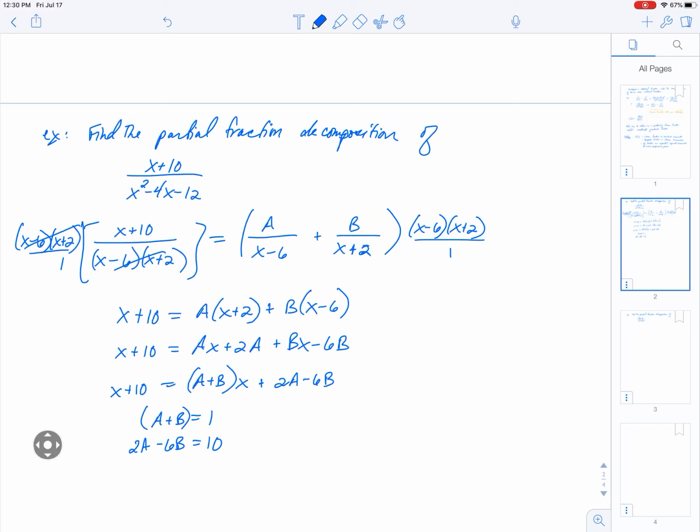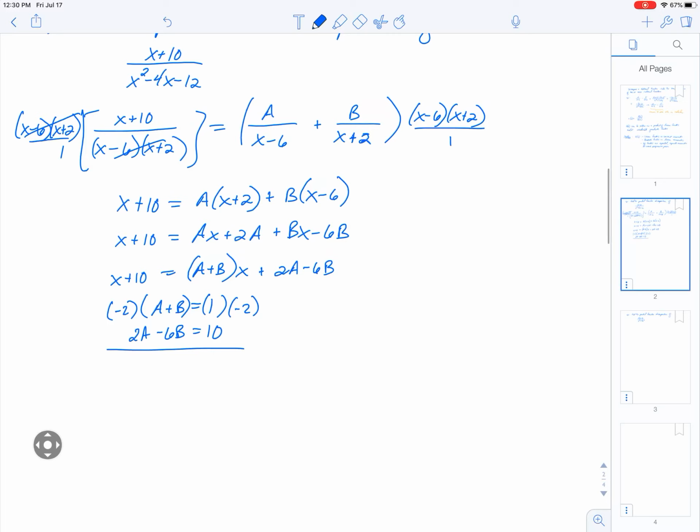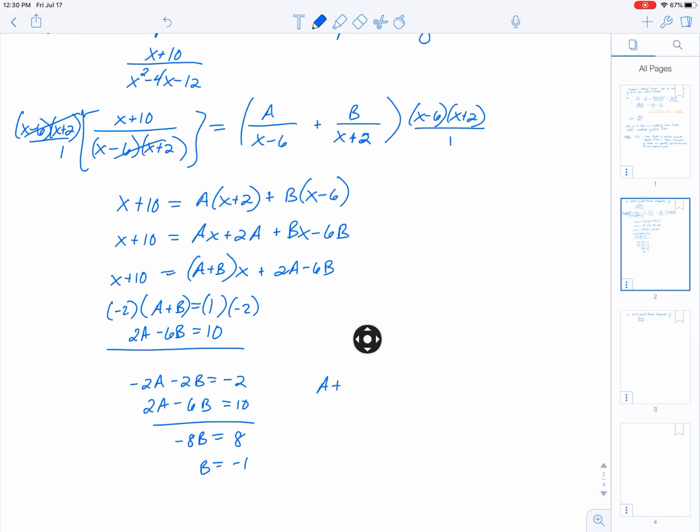So I'm going to multiply the top equation by negative 2. Then I'm going to add those together. Let me write them out first. Negative 2a minus 2b equals negative 2. 2a minus 6b equals 10. So I'm looking at negative 8b is equal to 8. So b must be equal to negative 1. And then from here, that a plus b is equal to 1 condition is true, and if b is equal to negative 1, then a has got to be 2.